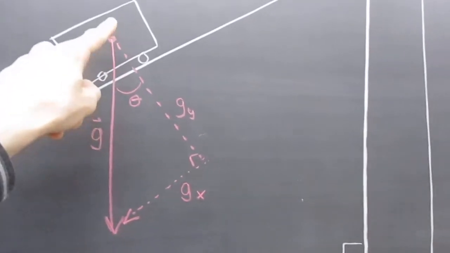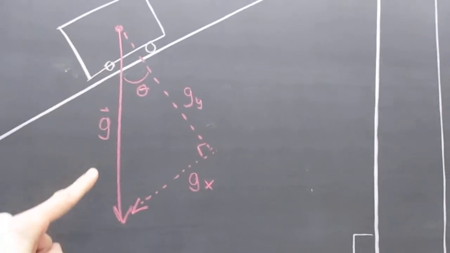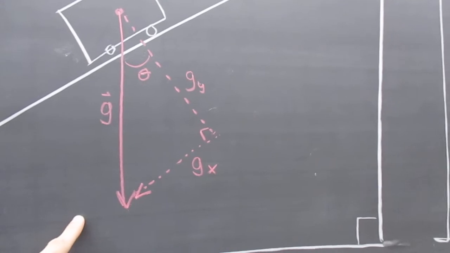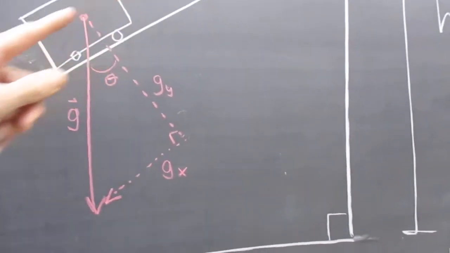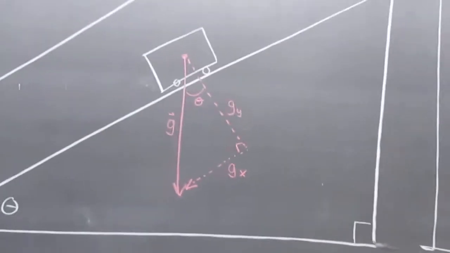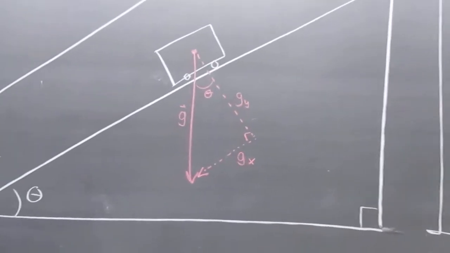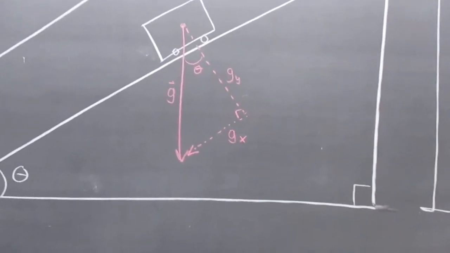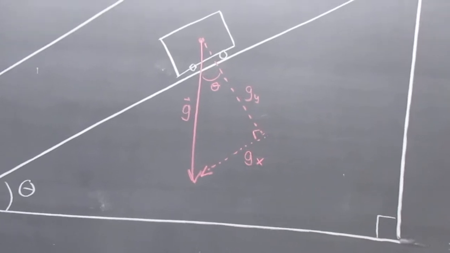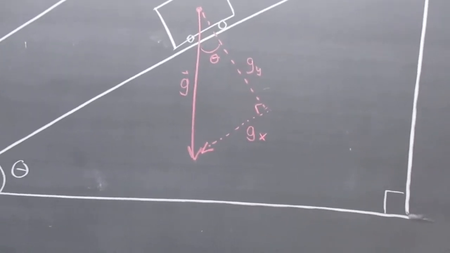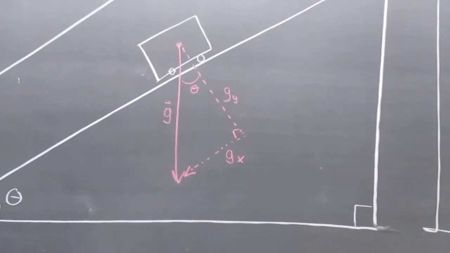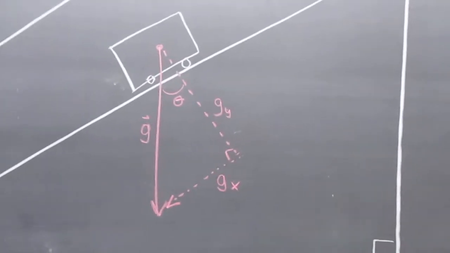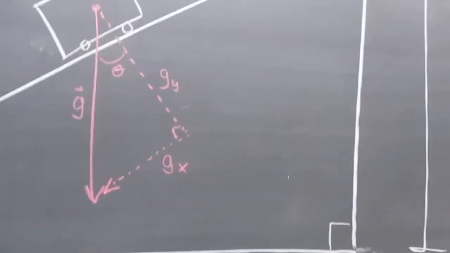So we have the acceleration of gravity, which is always pointing downwards. But the cart's going down the incline, so we know it's going to be some component of the acceleration of gravity. So we know it's going to be less than the acceleration of gravity, quite a bit less. How much less? Well, that's what we're going to measure. And that's what we can also compare to a theoretical value.